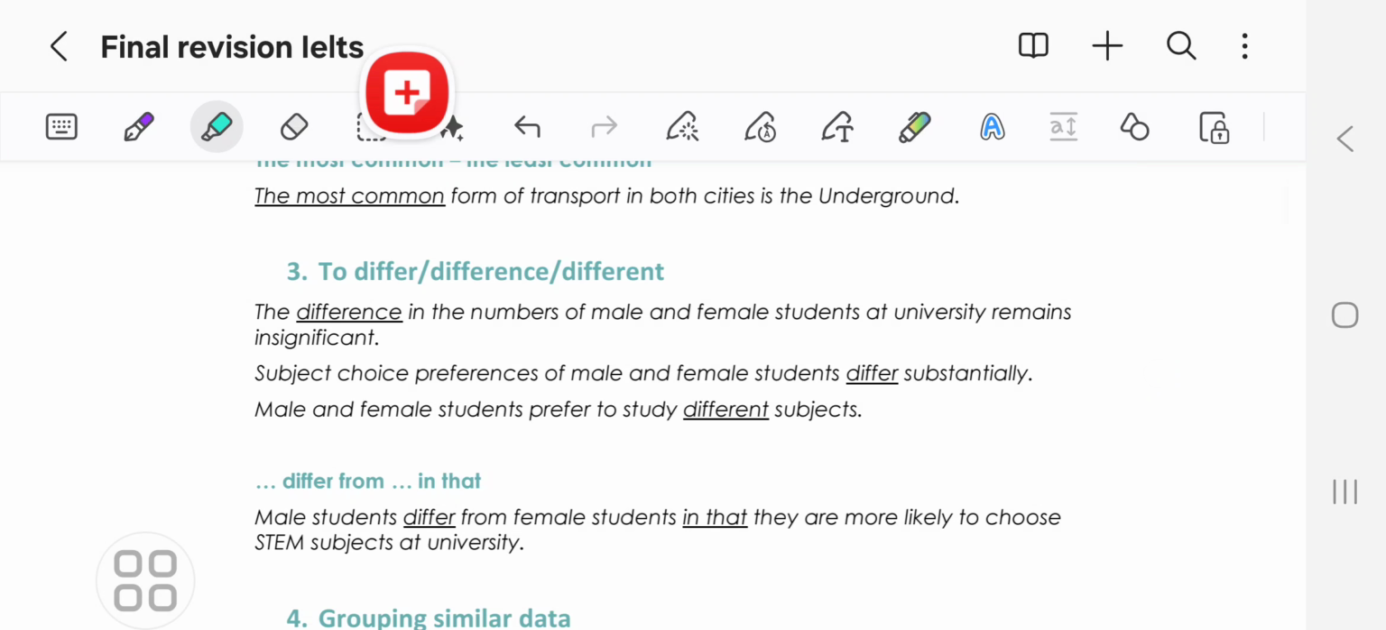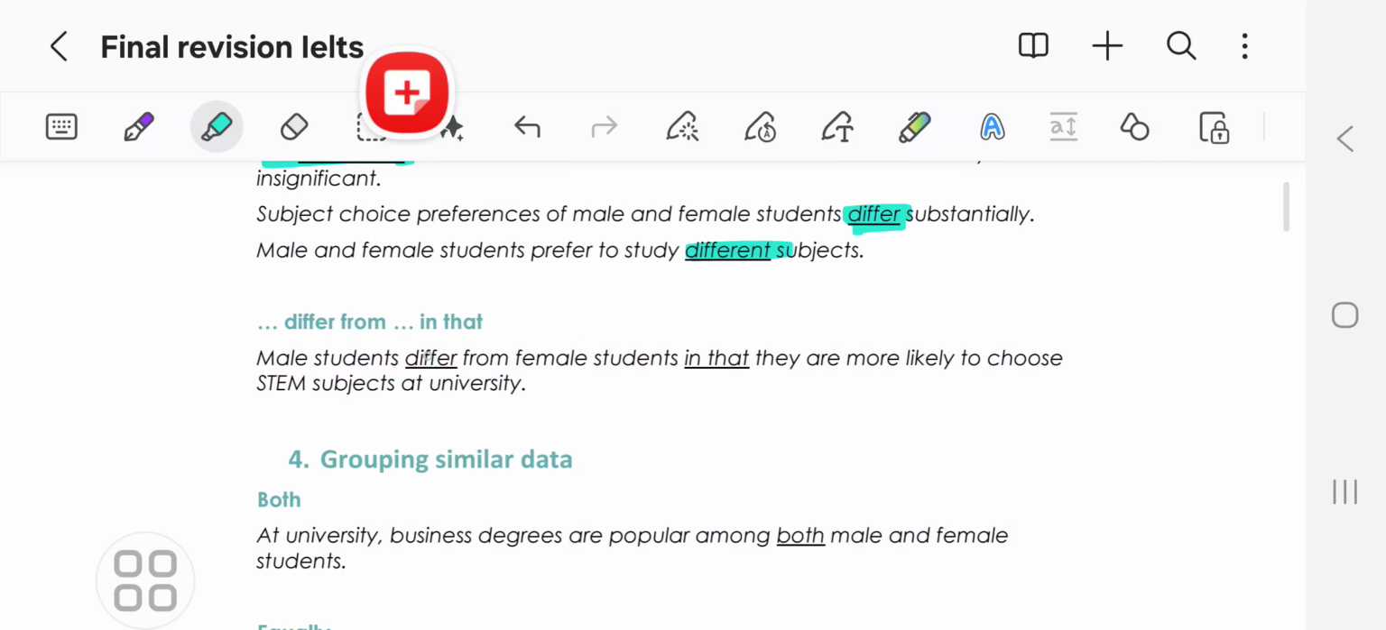And differ, different, difference. Sometimes you can use the same word in a different form, in a different era, different sheets, okay. The difference in the number of male and female students of the university remains insignificant, okay. It could be a very small difference, or they could be showing a significant difference. Subject choice preference for male and female students will differ substantially, okay. Male and female students prefer to study different subjects. And male students differ from female in that they are more likely to choose STEM subjects at the university.